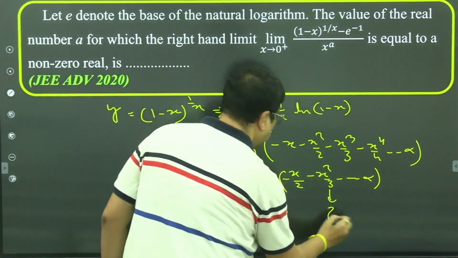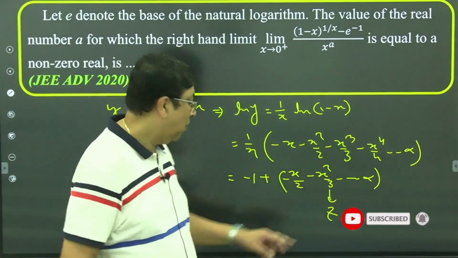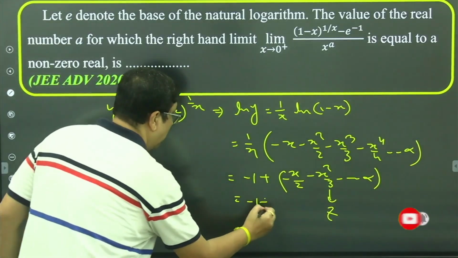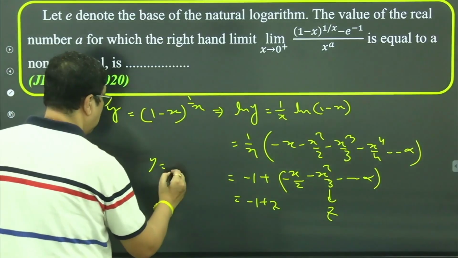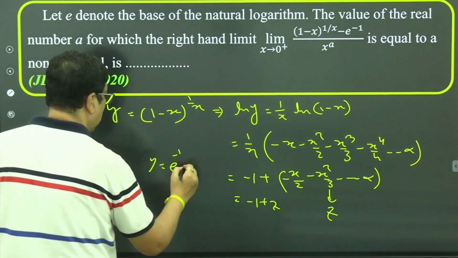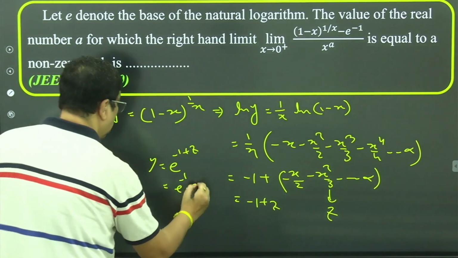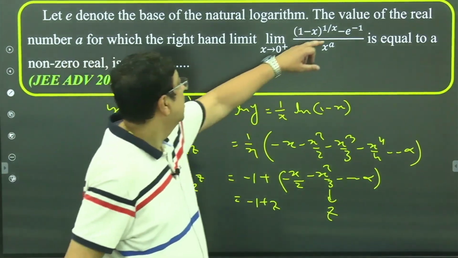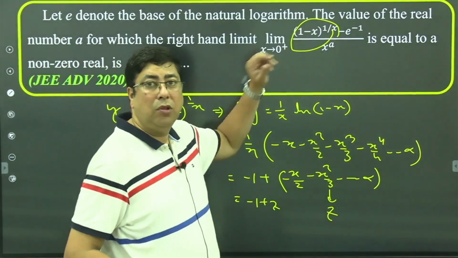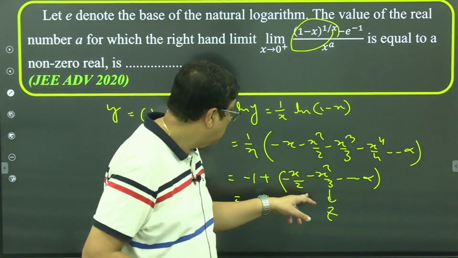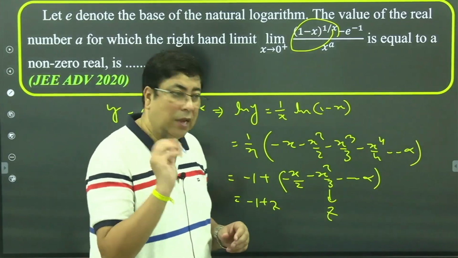Let us consider this total thing as z. So what is coming? It is minus 1 plus z. So we are getting log y, which we have taken. So y equals e to the power minus 1 plus z, that is e to the power minus 1 into e to the power z. Where x tends to 0, z also tends to 0.